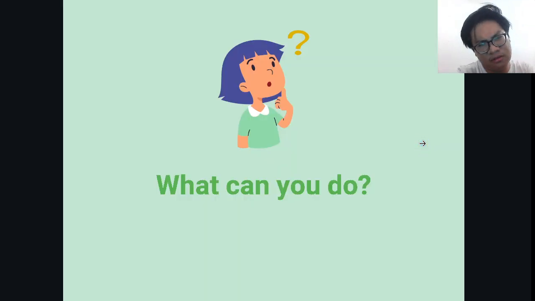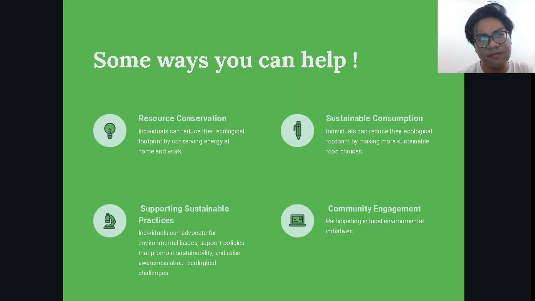Now, what can you do? Well, these are some ways that you can help reduce our ecological footprint and promote our ecological stability. First is resource conservation. We as individuals can reduce our ecological footprint by conserving energy at home and work. Simple actions like turning off lights when not in use, using energy efficient appliances, and reducing heating and cooling can lower energy consumption and reduce greenhouse gas emissions.